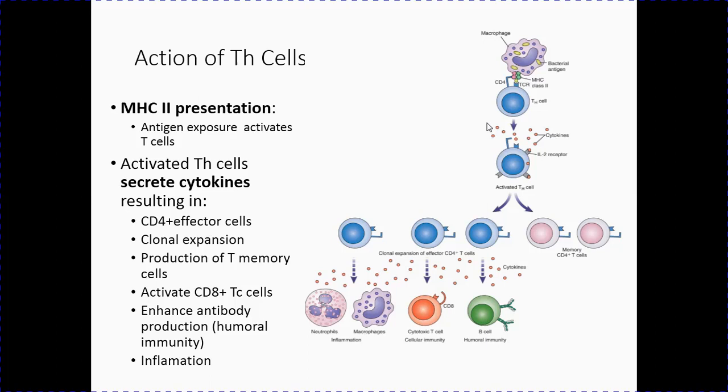Some of the things that we saw that can happen is we can develop additional CD4 effector cells. We can have a clonal expansion. We can replicate our T helper cells in order to help out with the pathogen that's been seen in the area. We can produce T memory cells. We can activate cytotoxic T cells to induce cytotoxic cellular immunity. We can enhance the humoral immune response.